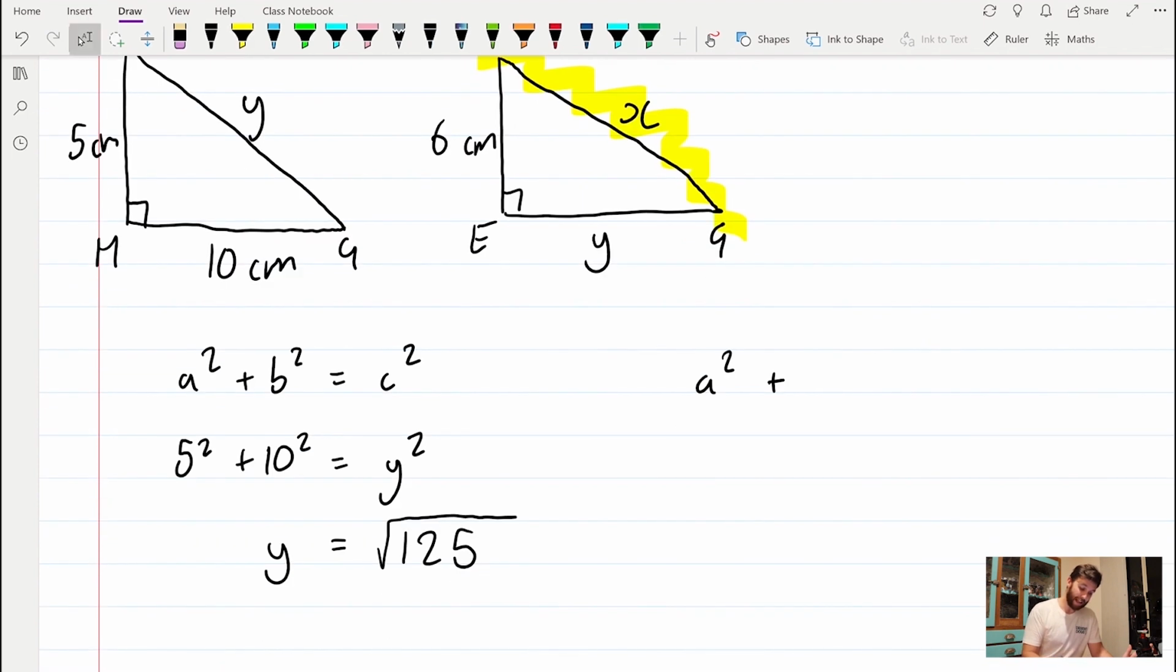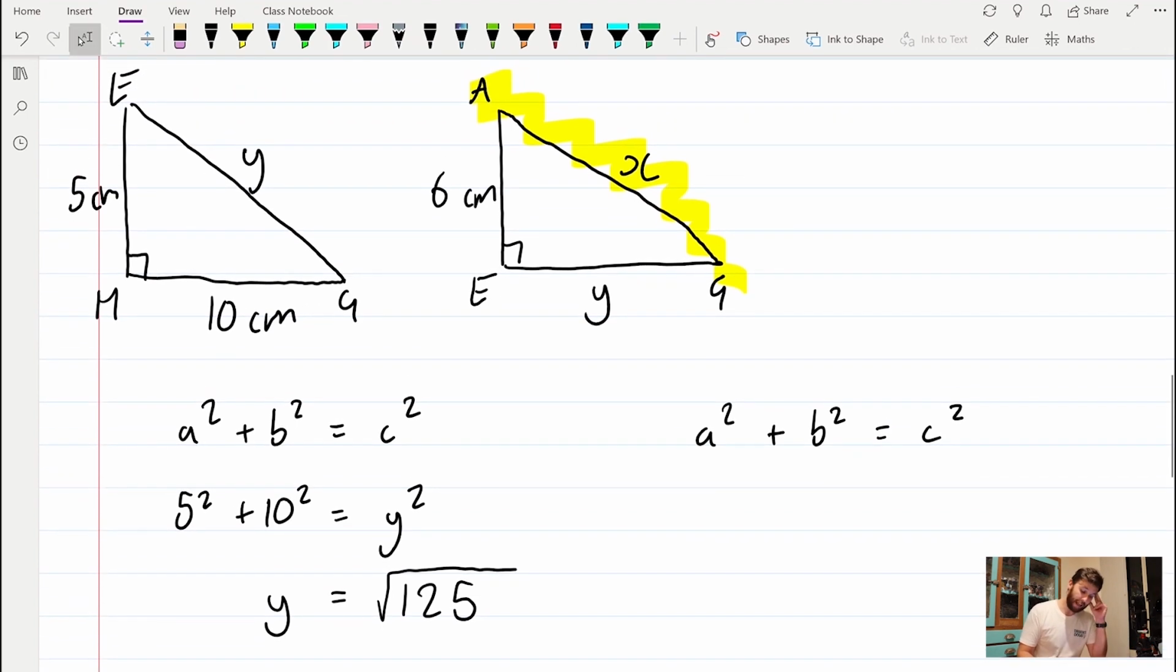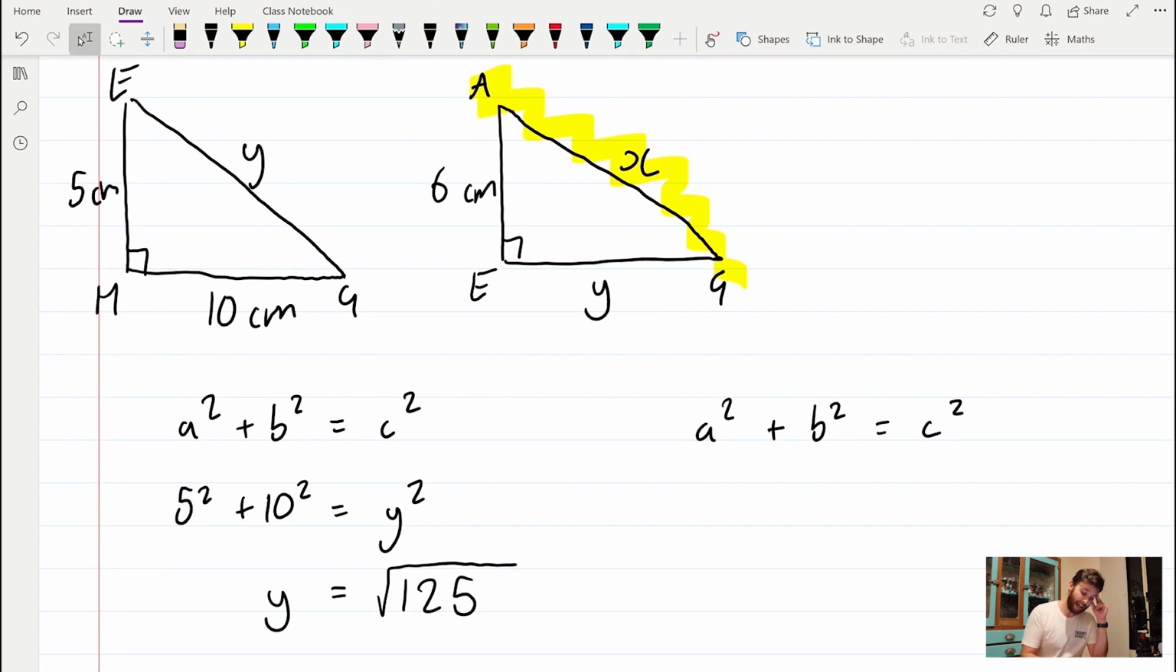So what I'm going to do now is say a squared plus b squared equals c squared. Fill in what I know from the diagram. So let's say a squared can be 6. Y I'll make b, so that's the square root of 125 squared. Even though it's the side length, it's still something we have to square. It seems weird to then square it again, but that's what we do for Pythagoras.